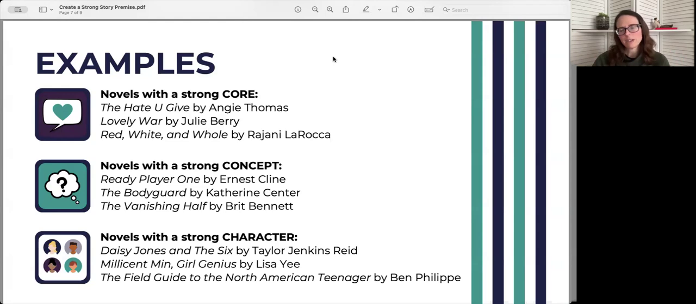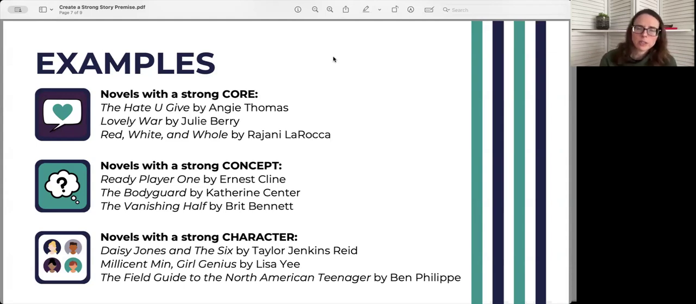Red, White, and Whole by Rajani LaRocca is also just a lovely, beautiful story of a young girl with Indian heritage who is herself living in the United States and an American citizen. And so this book explores themes of what it means to have this feeling of split personalities and always feeling like maybe she doesn't belong in one of these groups or the other, but about being her whole self and embracing all the different pieces that are a part of her.